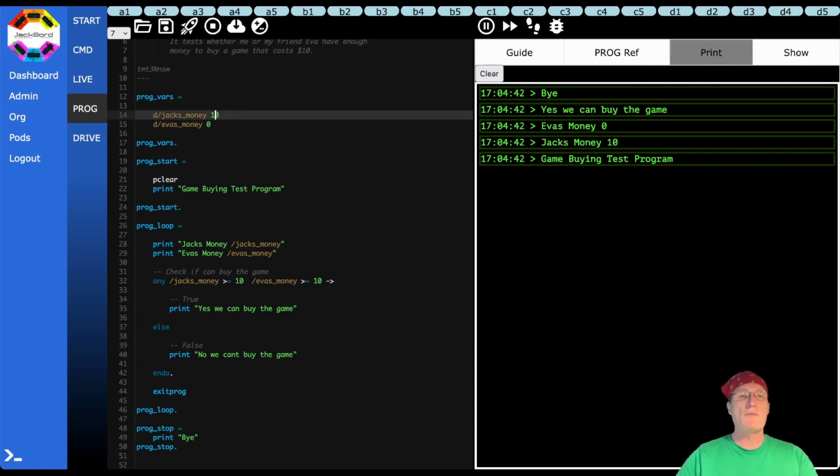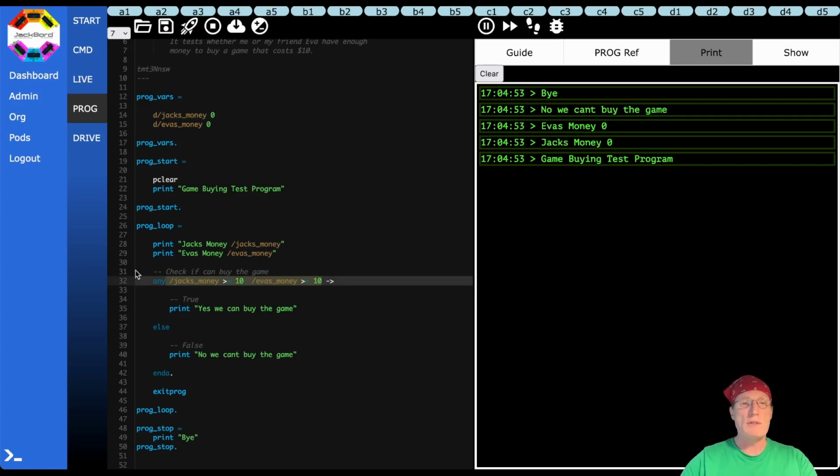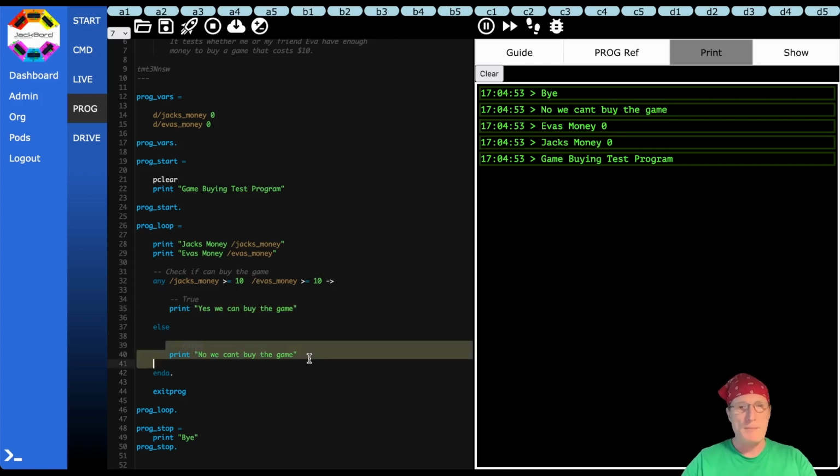Let's see if we can buy it if we both don't have any money. So run it. And no, we can't. So you can't buy the game because we don't have enough money. And that's where the false action is taken. So remember earlier on we were talking about actions. So these are the tests. It's where the decision's made. This is the true action, which is yay, yes, we can go and buy the game. And this is the false action where no, we can't buy the game.